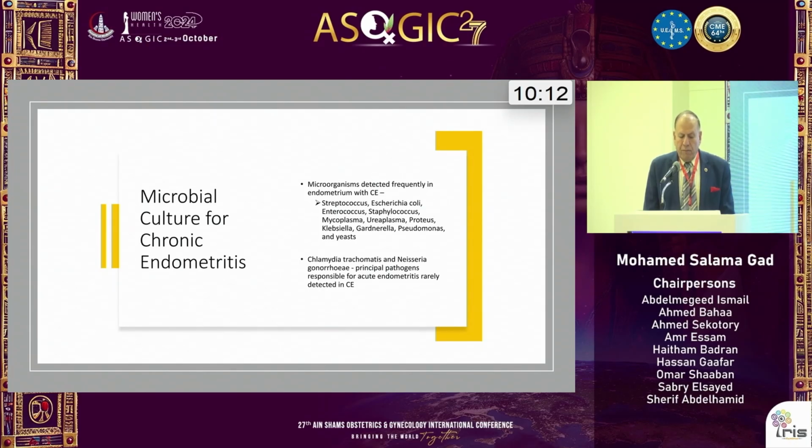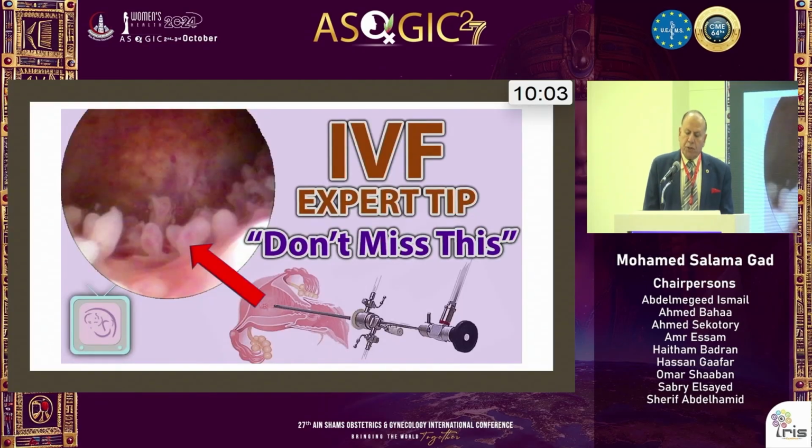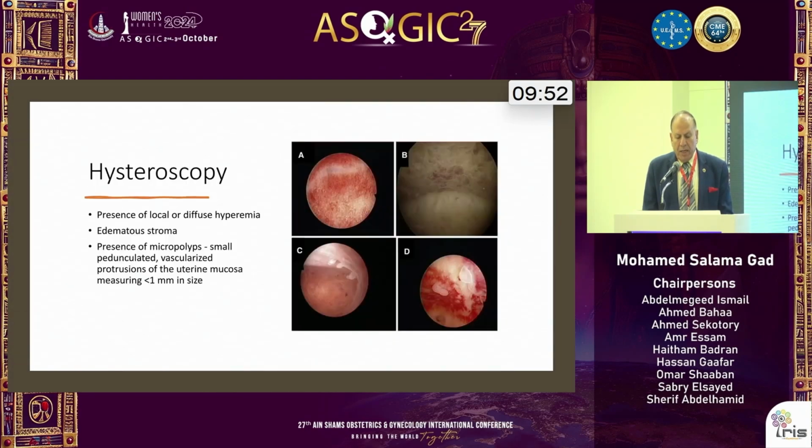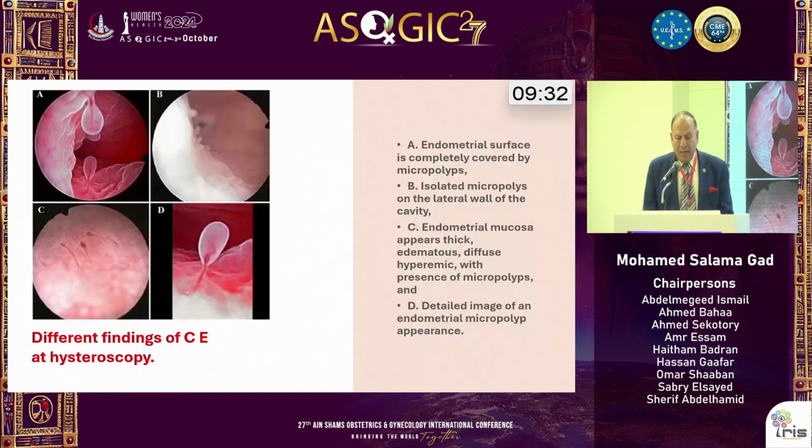Microbial culture of chronic endometritis may also reveal streptococcal infection or chlamydia infection. IVF expertise tip: don't miss the role of hysteroscopy in diagnosis of chronic inflammation of the endometrium. That is to say, the presence of local or diffuse hyperemia, edematous stroma, and micropolyps, small pedunculated vascularized protrusions of the uterine mucosa measuring less than 1 millimeter in size.